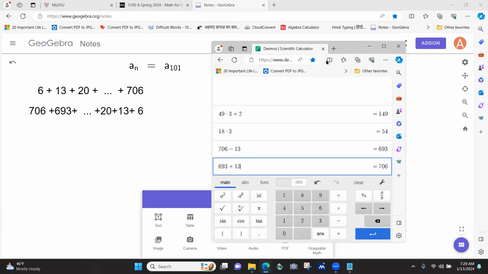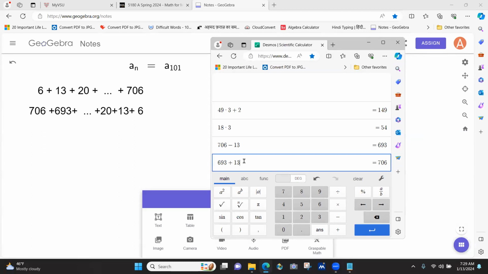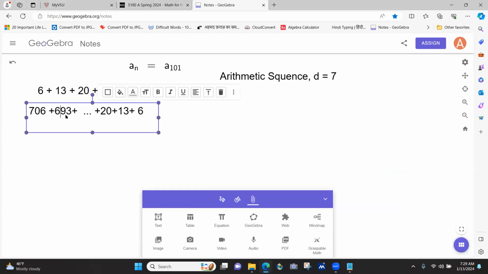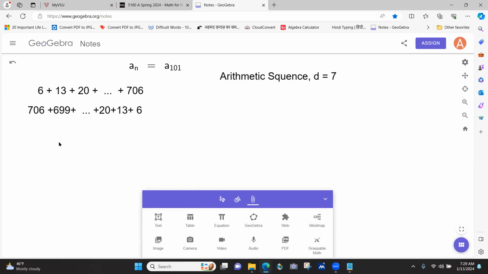My common difference wasn't 13. The common difference was 7. Everything is fine. But this is 699. This is supposed to be 699. Sorry about that, guys. I do that sometimes. All right, now things are looking much better.